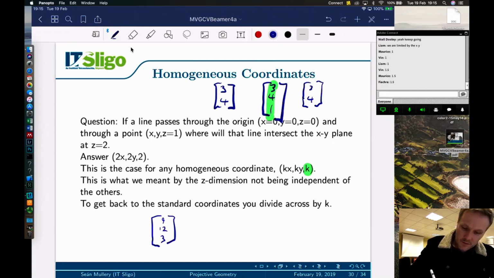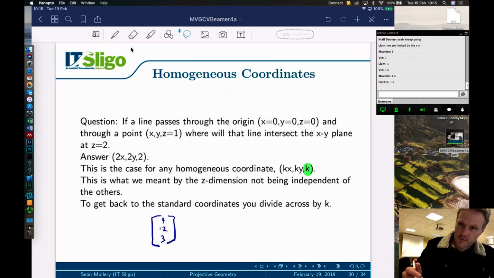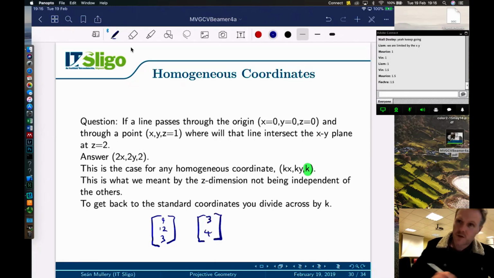Now imagine that we didn't have this, that's gone, and you now want to find out what was the original coordinate. Well, that's not a problem. What you do is you divide across by the last element. So I divide my 9 by 3, giving me 3, and I divide my 12 by 3, giving me 4, and I've got back to my coordinate. So you can see homogeneous coordinates can all be multiplied by any number, and because that last one gets multiplied by a number, everything gets retained.